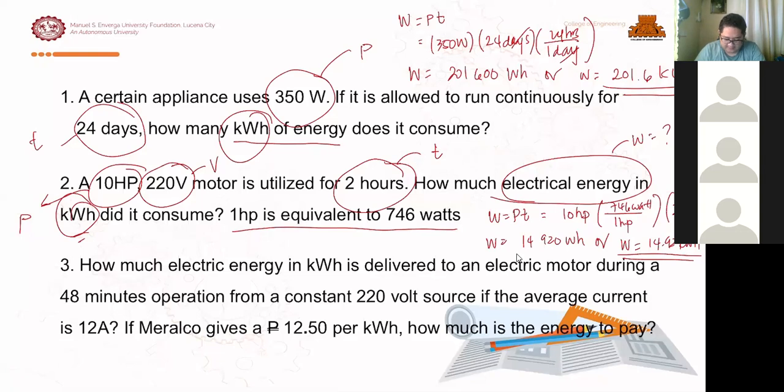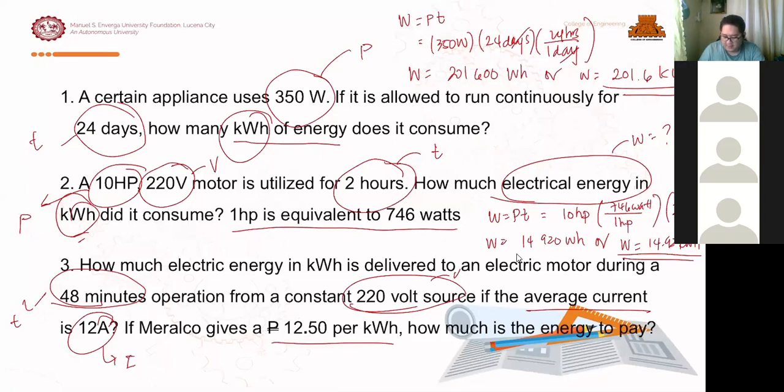Next, number three: how much electrical energy in kilowatt hours is delivered to an electric motor during a 48 minute operation from a constant 220 volts? So we have our time, our voltage, and an average current of 12 amperes, we have I. If the rate of Meralco is 12.50 per kilowatt hour, how much is the energy?